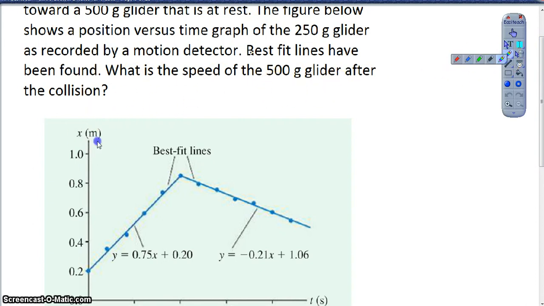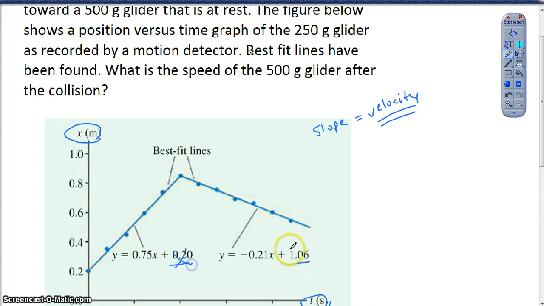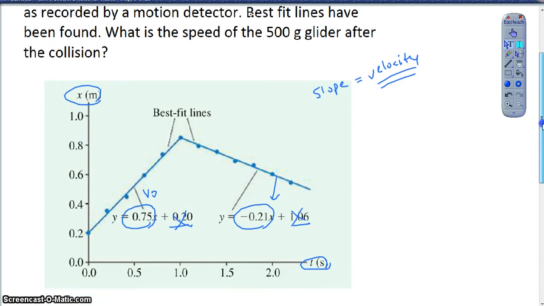The key here is this is a position versus time graph, and so if we think about it, what does the slope of the position versus time graph represent? Well, the slope represents the velocity, right? So this is the graph for the 250-gram glider, but basically they're giving us a graphical representation to find the velocity. I really don't care about the starting point nor the ending point over here, right? I don't care about those quantities. What this is telling me is my initial velocity for the 250-gram glider is 0.75 meters per second, and my final velocity for the 250-gram glider is negative 0.21 meters per second. So that gives me some very important pieces of information.